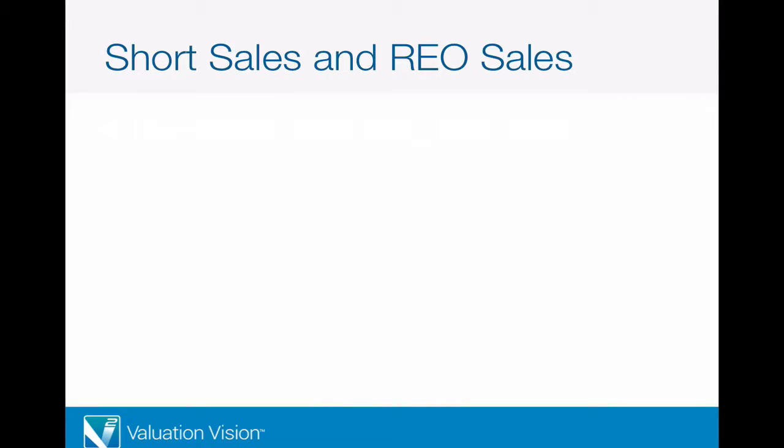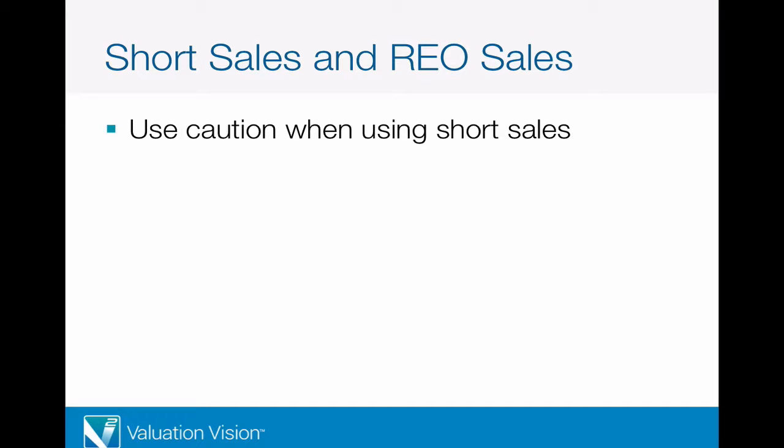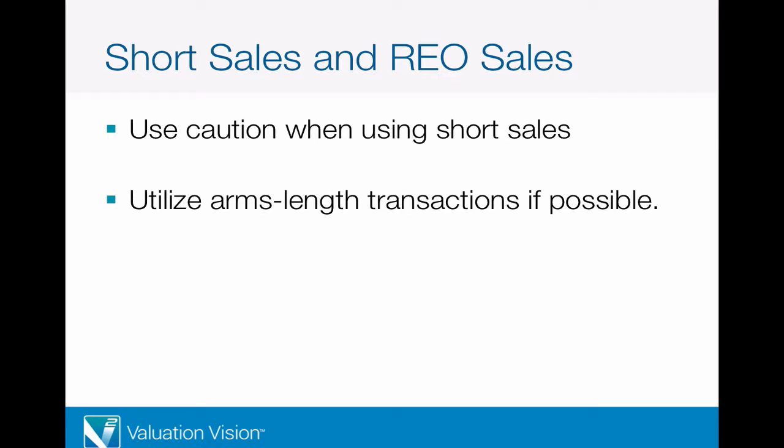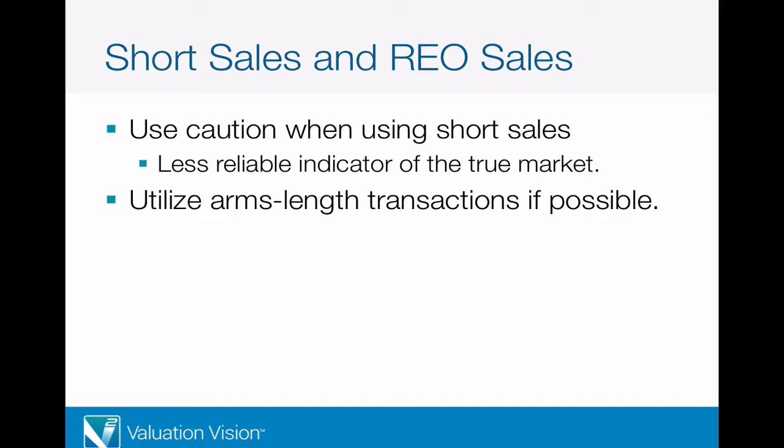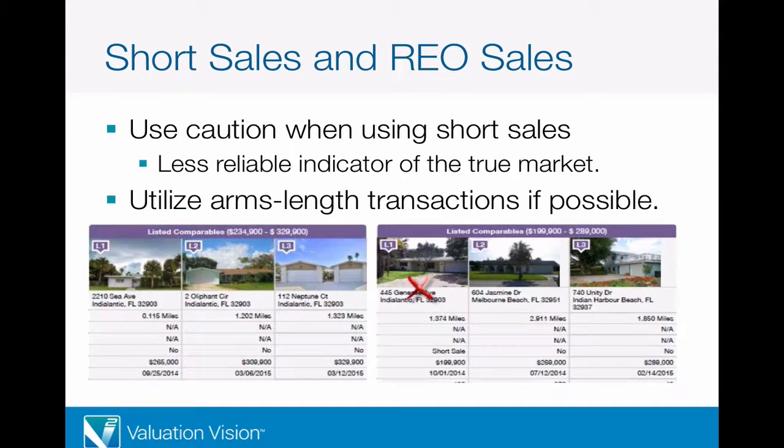Let's talk about short sales and REO sales. Always be cautious whenever you select one of these sale types. Utilize arm's length transactions if at all possible. In general, short sales and REO sales are less reliable indicators of true market value.